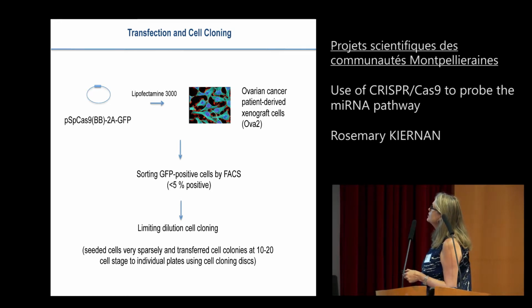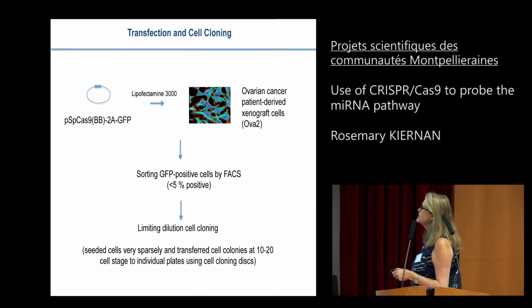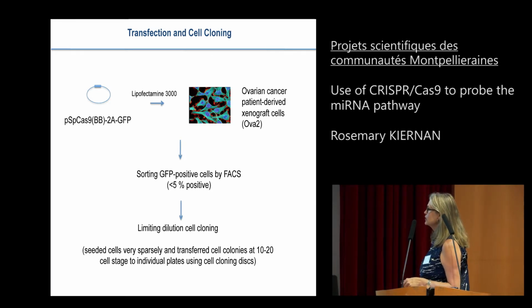Now, the cells that we wanted to use are very special cells. They are derived from an ovarian cancer patient, so they're patient-derived xenograft cells. So they're very difficult to transfect. And indeed, we had a very low rate of transfection using lipofectamine 3000. So we decided to sort the GFP-positive cells by FACS. So we're selecting only the cells that express the CRISPR-Cas9. And then we subjected them to limited dilution cell cloning.